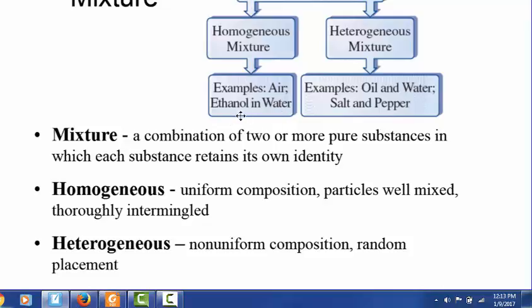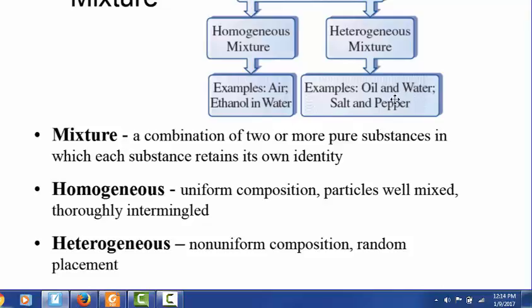Another example is ethanol in water. If I go to the store and buy an alcohol mixture, it's generally going to say something like 80% alcohol. That means it's 80% alcohol and 20% water. But if I were to look at that bottle, I wouldn't be able to see the individual components. Water and alcohol would be thoroughly mixed together.